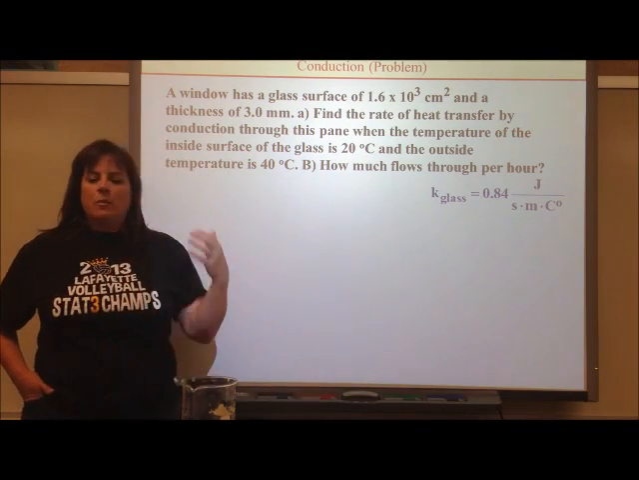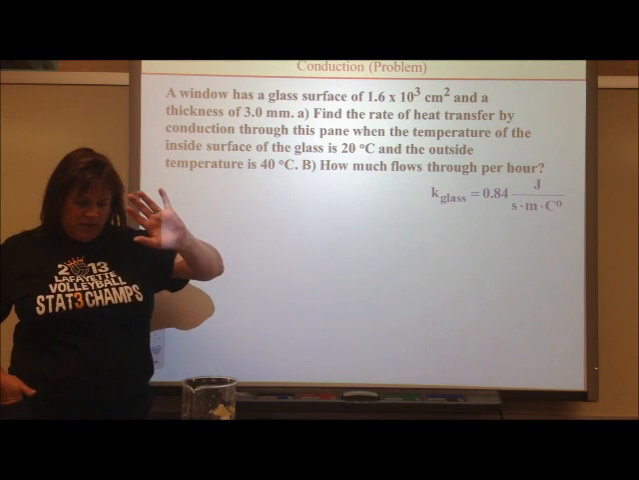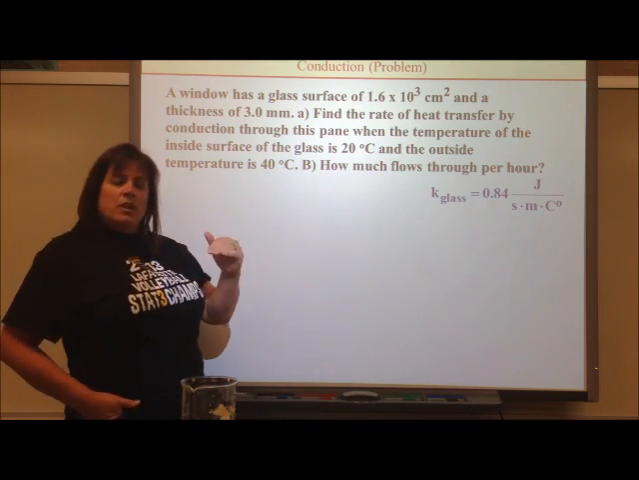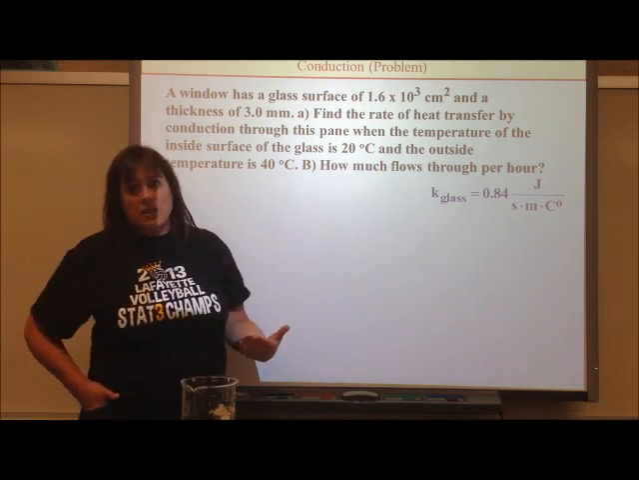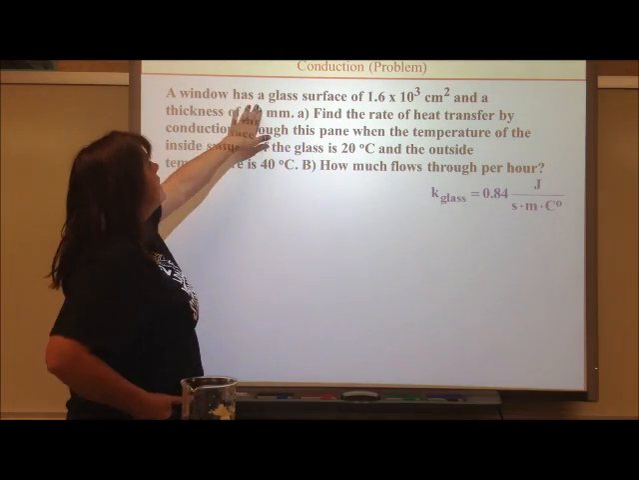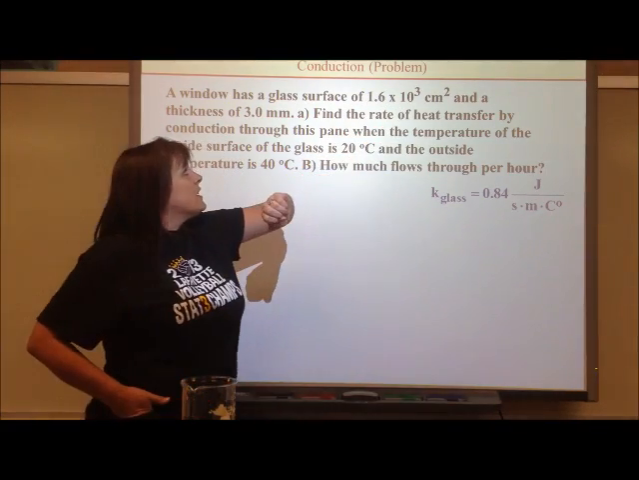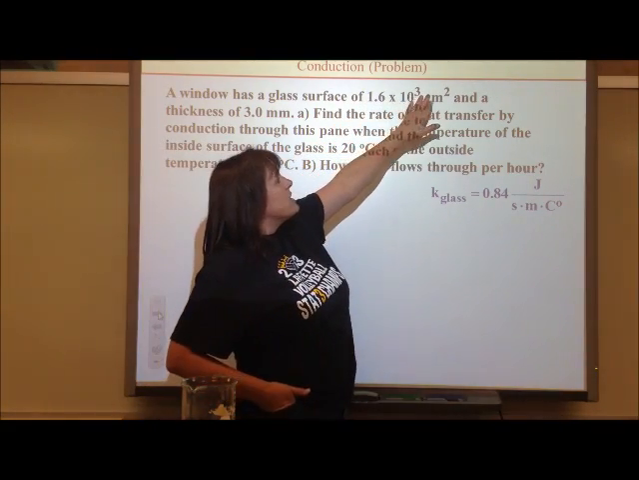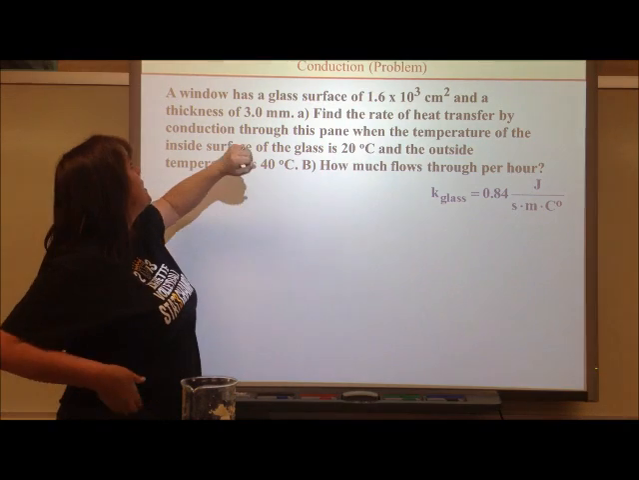Windows, right? If you go by your house in the winter and you feel by the window it's very cold, these windows, glass is not a very good insulator. It's not a great conductor, but it's not a terrific insulator. Windows have a glass surface area. This one has a surface area of 1.6 times 10 to the third centimeters squared.